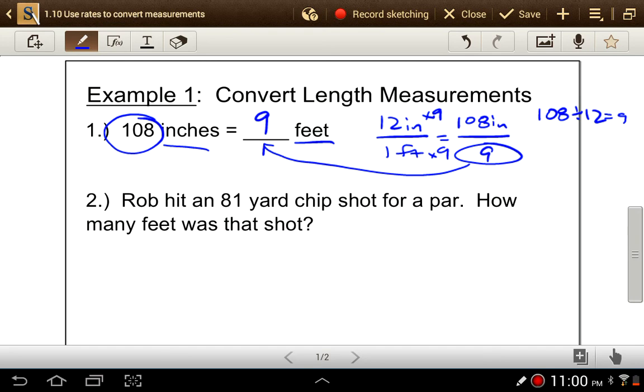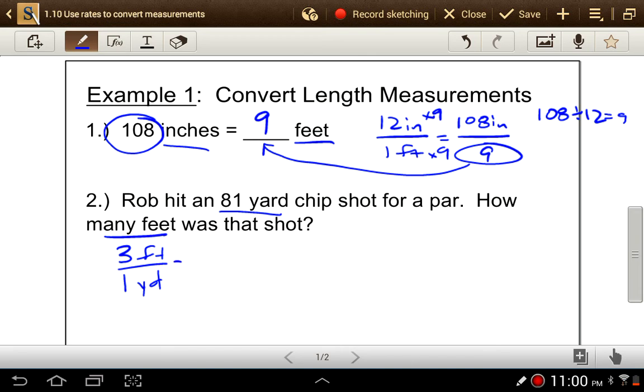Let's do that again. Okay, Rob hit an 81-yard chip shot for par. How many feet is this? So I'm going to look for my conversion rate between feet and yards. I know that there are 3 feet to 1 yard. Okay, so that's my conversion rate. That's what I would look on my list and see.